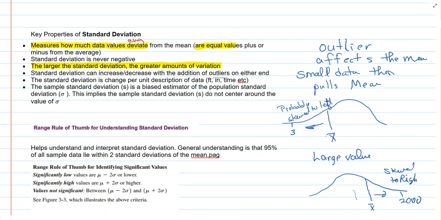We drop them because they're anomalies or input errors. The standard deviation is change per unit described of data: feet, inches, time, etc. It has a name to it. The sample standard deviation S is a biased estimator of the population standard deviation theta. This implies the sample standard deviation S does not center around the value of theta.